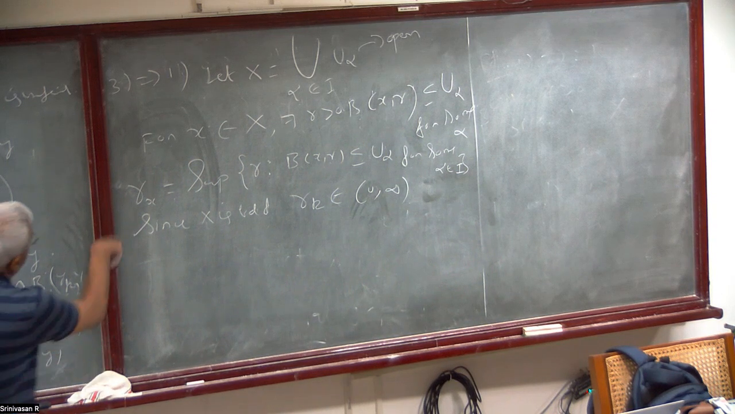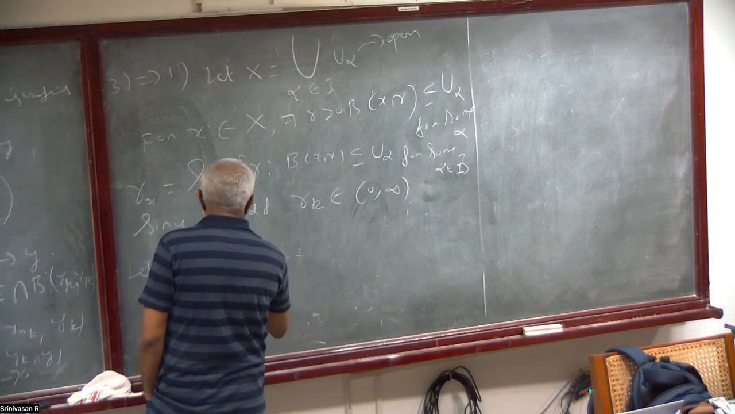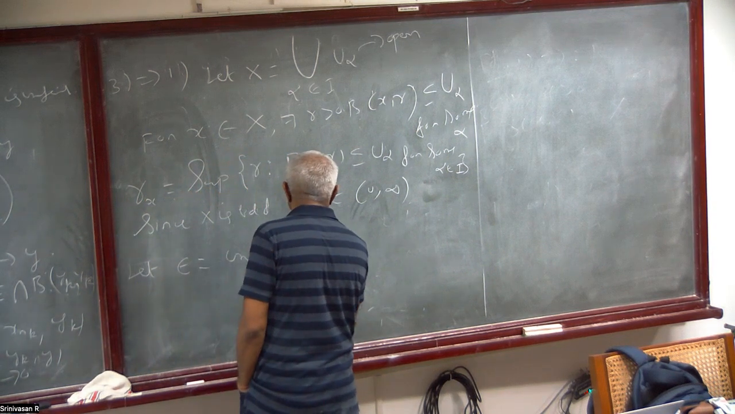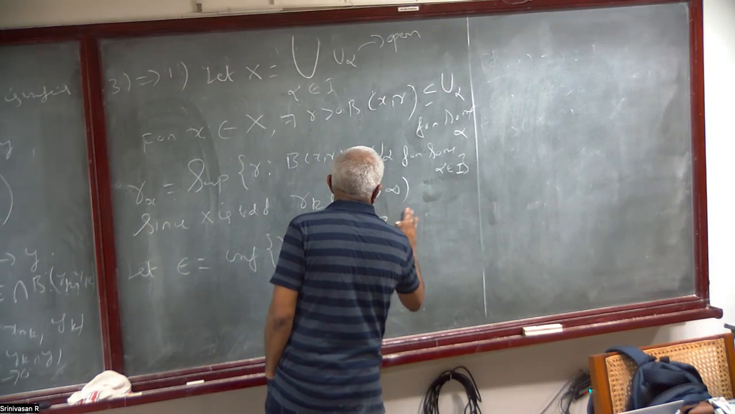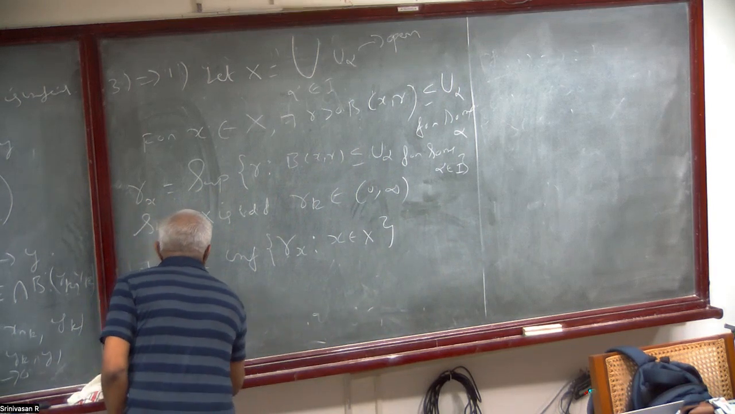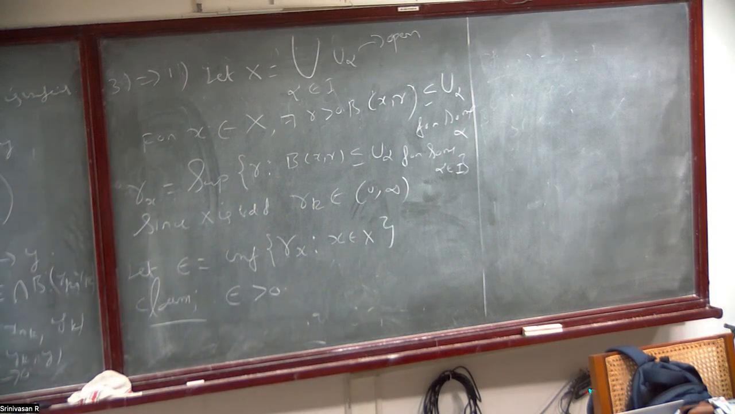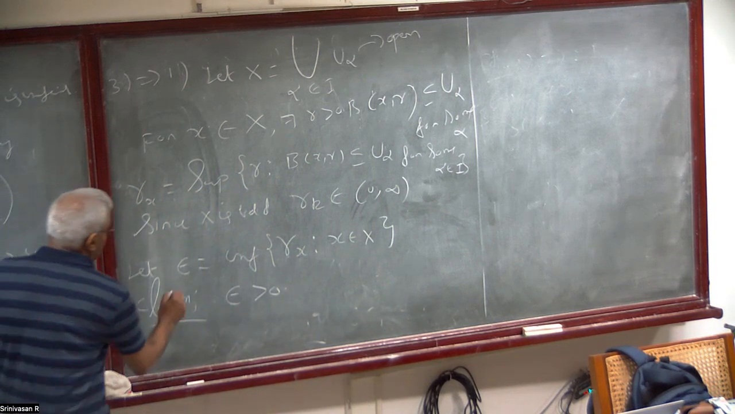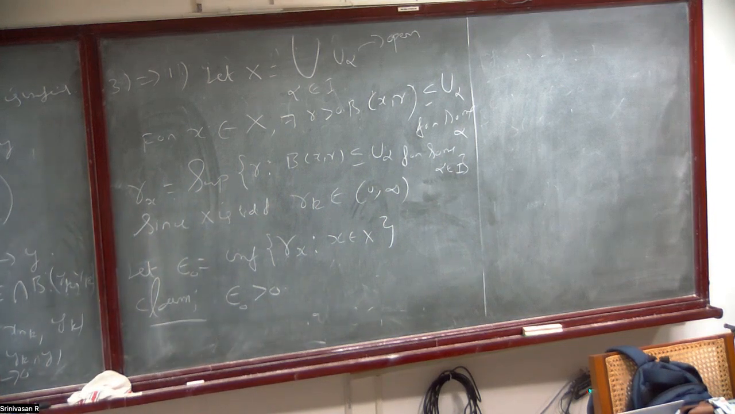Now I take the infimum over all alpha. Now let epsilon equal the infimum of all Rx, x in X. The claim is this epsilon is not equal to 0, it is greater than 0. Epsilon is not varying, so epsilon naught is a constant.